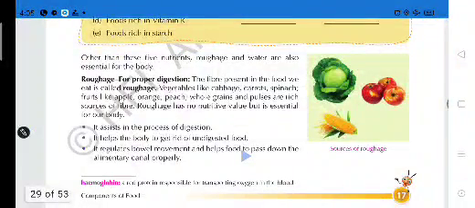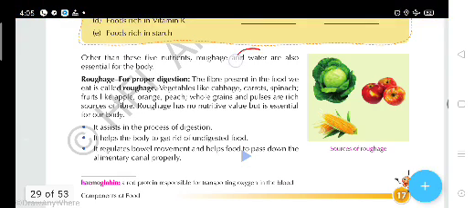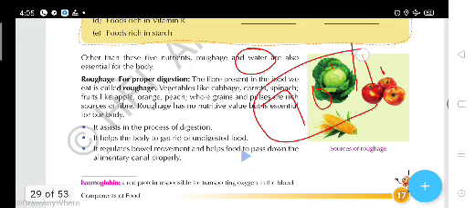Other than these five nutrients, roughage and water are also essential, students. As we know, water is most essential for the body, because the human body contains nearly 70% water. And roughage means the food which cannot be digested by our body, but it is beneficial for us for proper digestion and for preventing constipation.